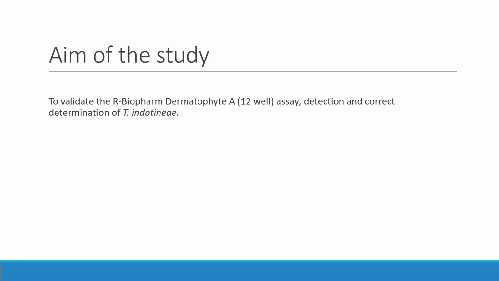So with that background into how R-Biopharm's range of assays work, what was the aim of the study? The aim was to validate the new R-Biopharm Dermatophytes A 12-well assay for its detection and correct determination of Trichophyton indotineae from Trichophyton mentagrophytes.